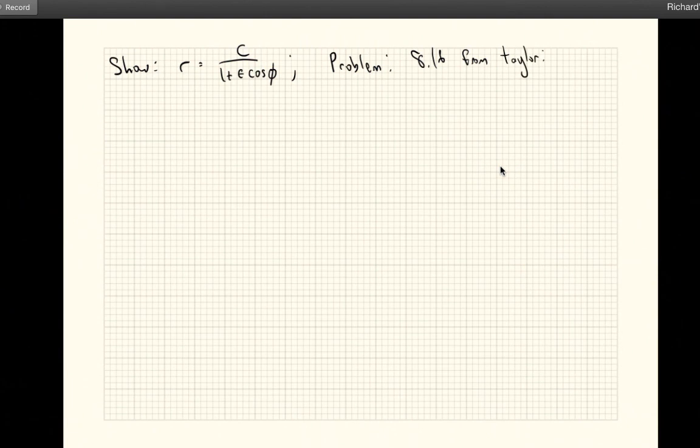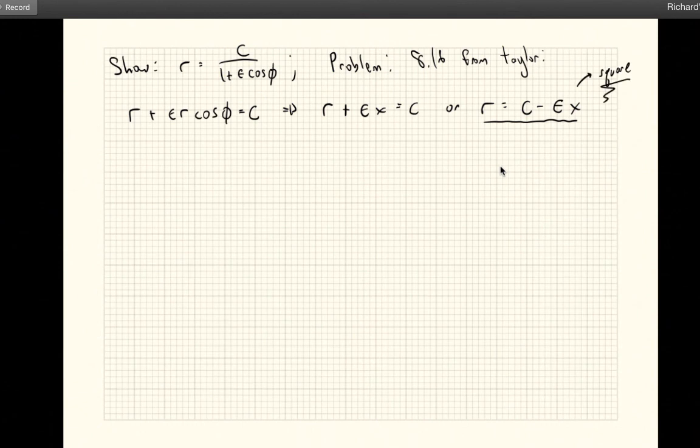Okay, so we have basically now R plus epsilon R cosine phi is equal to C. I just multiplied through. But we know that R cosine phi from polar coordinates is just equal to x, right? So this gives me R plus epsilon x is equal to C, or R is equal to C minus epsilon x. Okay, so now if I square this, I end up getting R squared is equal to C squared minus 2C epsilon x plus epsilon squared x squared, right?